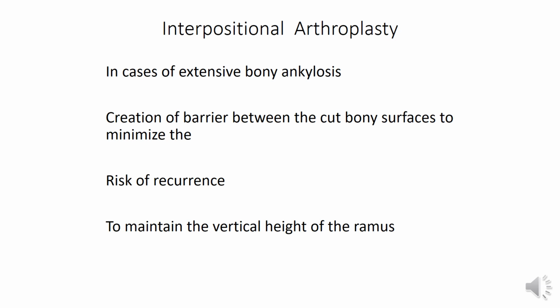An interposition arthroplasty is being done if there is an exterior bone ankylosis. Creation of a barrier between the cut bone edges to minimize the risk of recurrence and to maintain the vertical height of the ramus. An interpositional graft material is being placed after the resection.